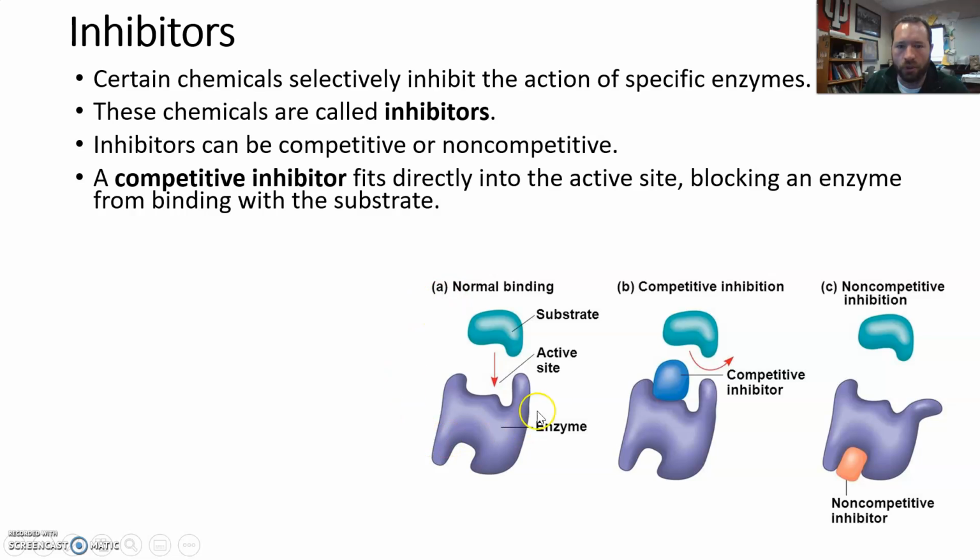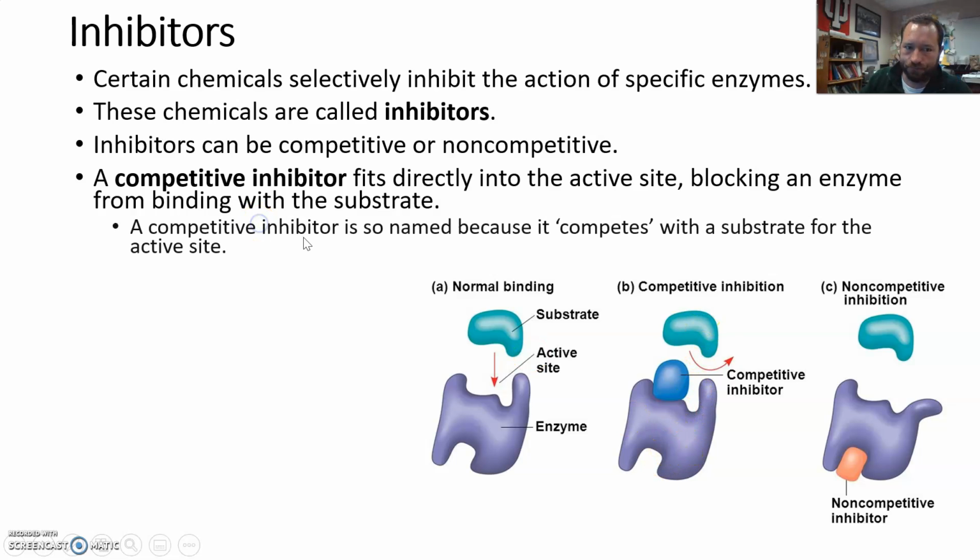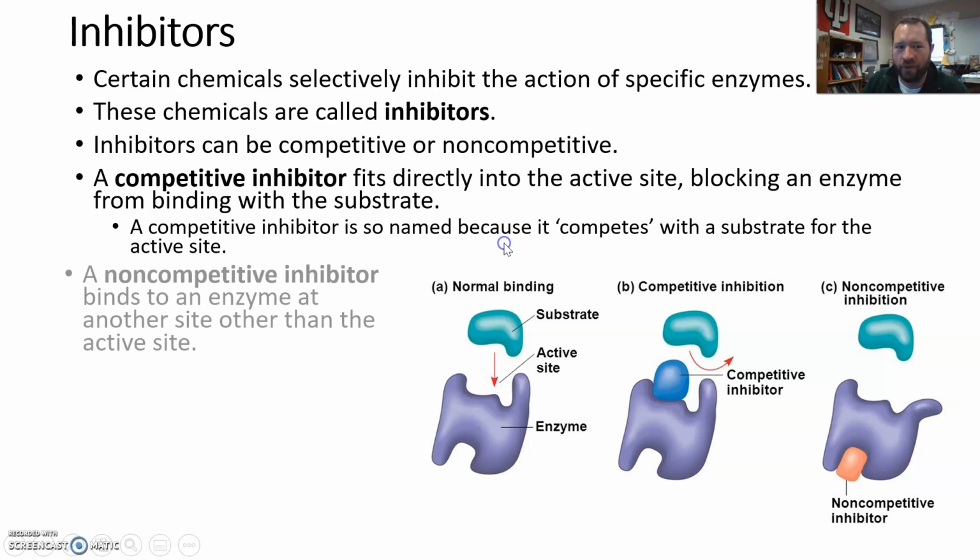So here's the normal enzyme. It's going to bind with the substrate, and that's normal. Here is a picture of competitive inhibition. So here's our competitive inhibitor, and again, you can see it's competitive because it's competing with the substrate for the actual active site. It's actually taking up the active site, and it's blocking or inhibiting the substrate from coming in there, and now the enzyme can't work. And that's where they get competitive inhibition from. They're named competitive because they're competing for the active site.